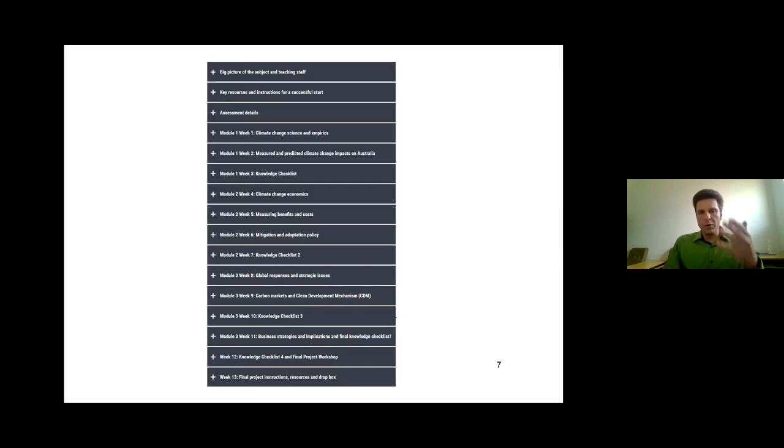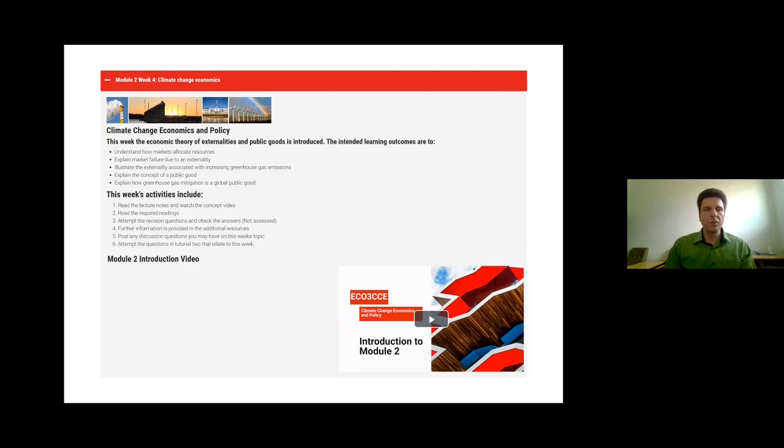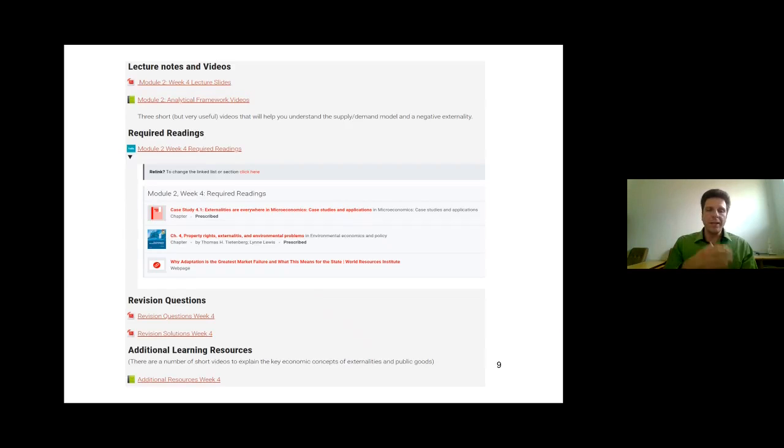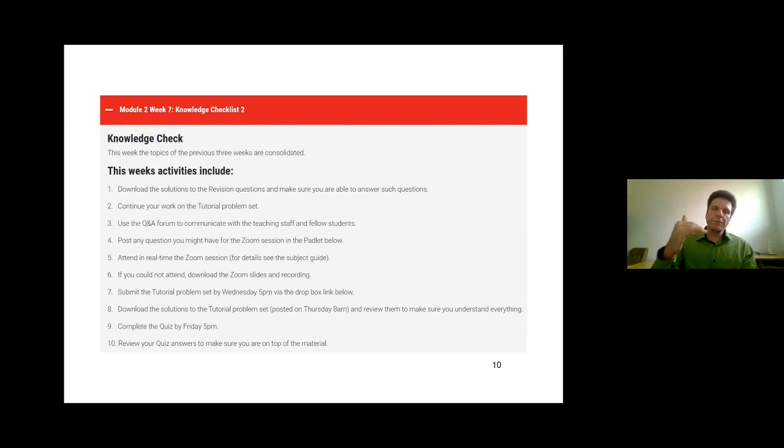This is how it's broken into different modules and so on. I think I don't have to talk about it. This is an example of a module in 1 week. There are some learning outcomes, some activities that the students are supposed to do. There are some videos, lots of reading, and revision questions. If you click on this last link, additional resources, you would find different videos and media articles for the students that want to get a bit of a deeper understanding. And then every 3 weeks we have this knowledge checklist, which is the week when we have assessed activities.